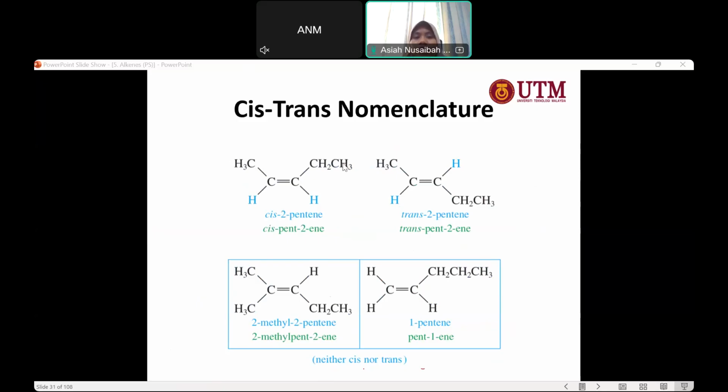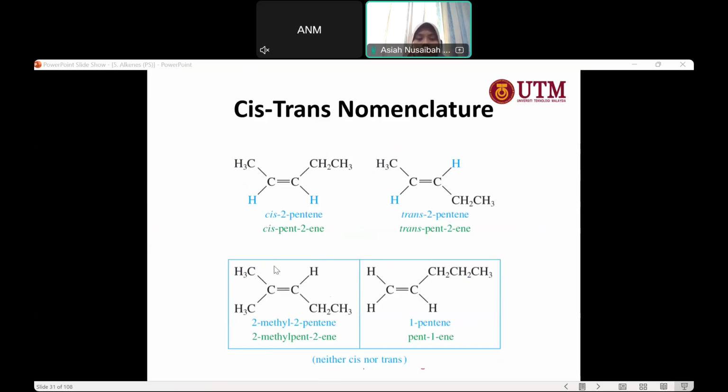So here we have methyl and then we have ethyl. Okay, this is cis. But if the H is in the opposite position, so here H is at the bottom, H is at the top, then we call it trans-2-pentene in this case. Okay, and we have another 2 structures at the bottom. Okay, the bottom here we see, top left. Okay, sorry, bottom left.